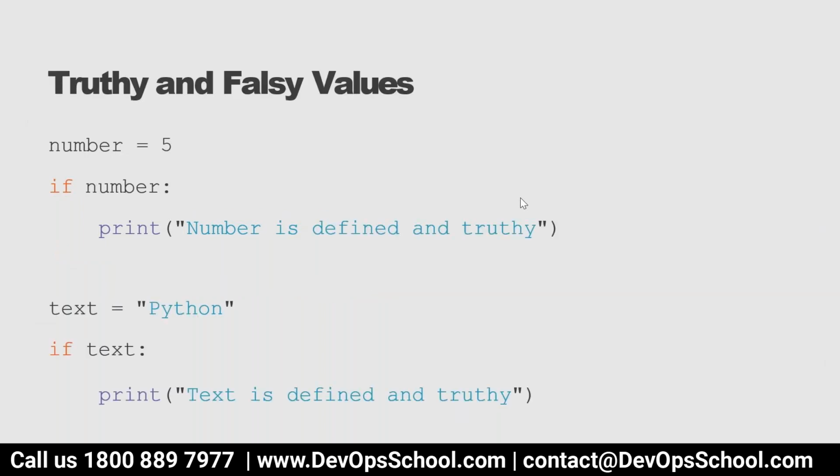This is truthy and falsy values. So here, if number, what does it mean? If number is declared, the variable has been declared, then it's true. If it's not declared, then it will not be true, something like that. So here number is equal to 5, that means it has a declared value. So if number, print number is defined and truthy. Here text is equal to Python. So here you say if text colon, which is like declared, then display this one.